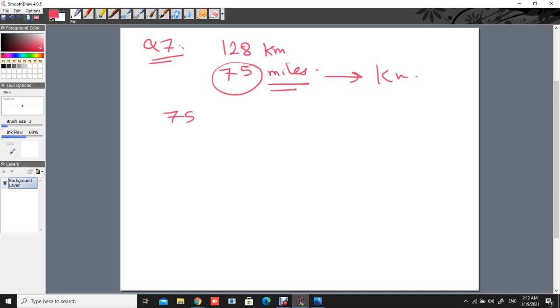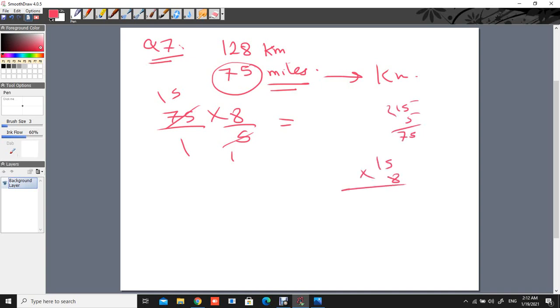So 75 times 8 over 5, so it's 15 over 1, 15 times 8. Now 15 times 8, this is 5 times 8, so 120. So it equals 120 kilometer. So here the first distance we have 128 kilometer, the second distance we have 120 kilometers. So 128 kilometer is more than 120 kilometer.